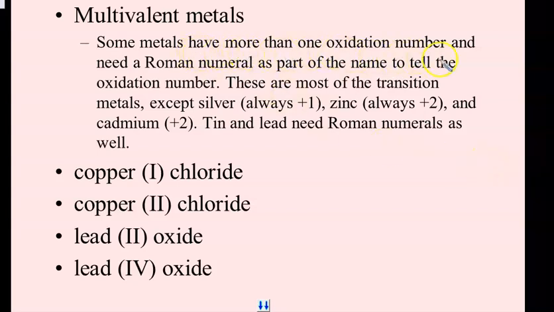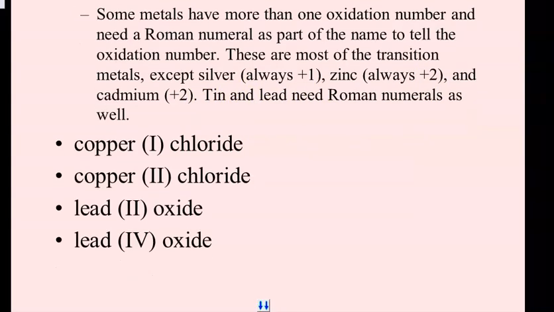Some elements have more than one oxidation and need a Roman numeral as part of their name to tell the oxidation number. These are most of the transition elements, except for silver, which is always a positive 1. Zinc is always a positive 2. Cadmium is a positive 2. And I wrote that on your periodic table. And then tin and lead also need Roman numerals when we name them. Okay. So I've got a couple examples here.